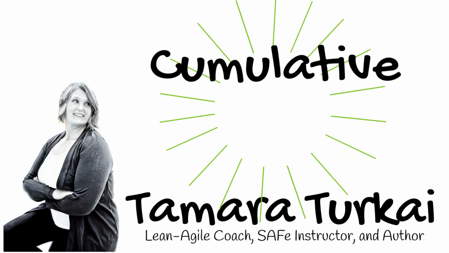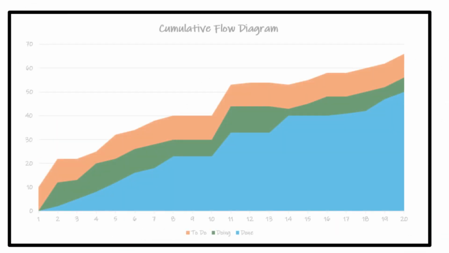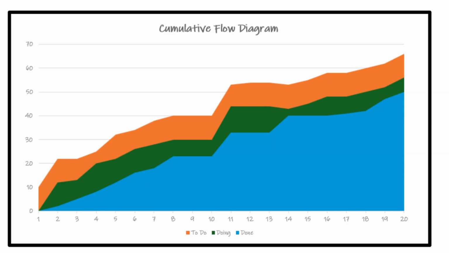Today, we're shining a light on the Cumulative Flow Diagram. So grab a cup of coffee and let's dive in. The Cumulative Flow Diagram is a visual representation of work progressing over time. The CFD provides unparalleled insight into workflow dynamics and process bottlenecks. By analyzing the flow of work items across different stages, teams can identify inefficiencies and optimize their workflow for maximum efficiency.